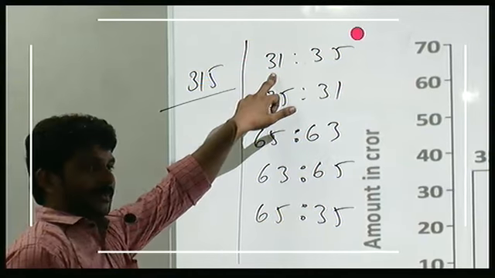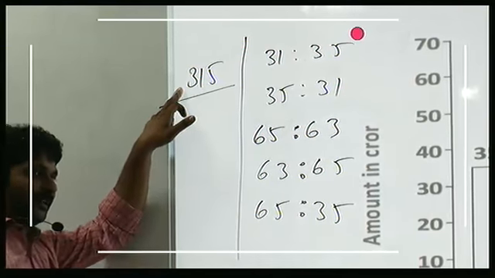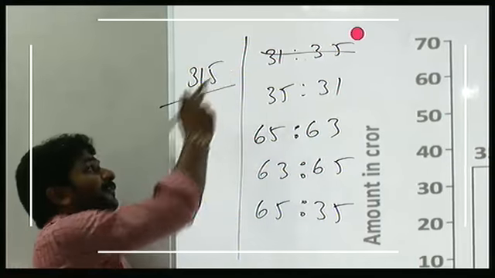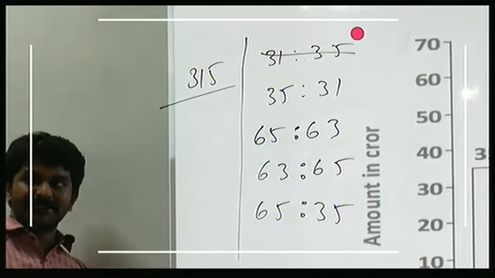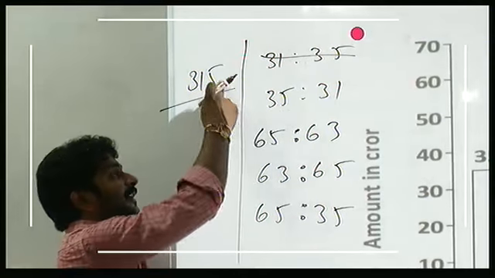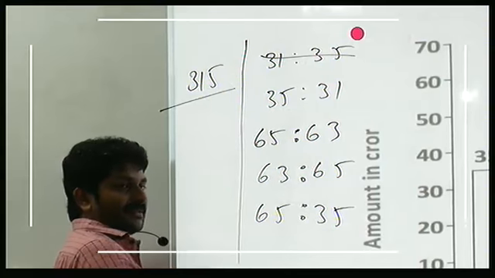Your first number is 31. Is 31 a factor of 315? This cannot be your answer. Is 35 a factor of 315? Yes, 35 times 9. This can be your answer.